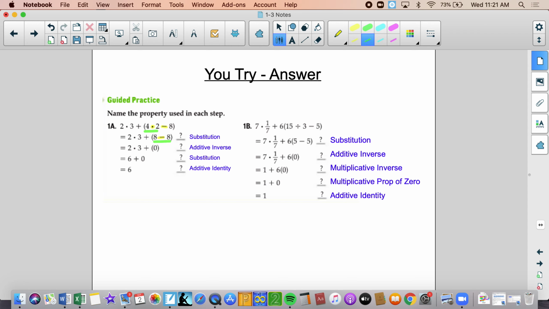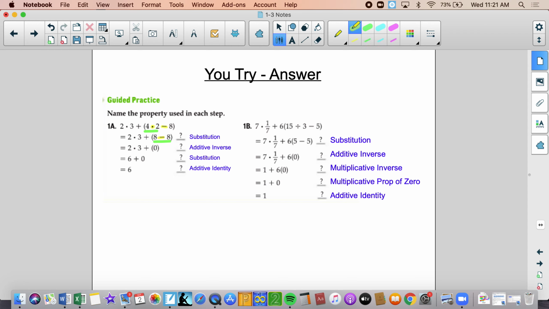And what is that? What property is 8 minus 8? That's the additive inverse. We're adding the inverse of the original number. What's the inverse of 8? Negative 8. And we know that the additive inverse is always going to equal 0. Multiplicative inverse is always going to equal 1. Good.